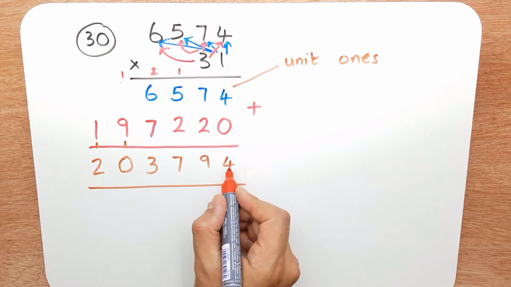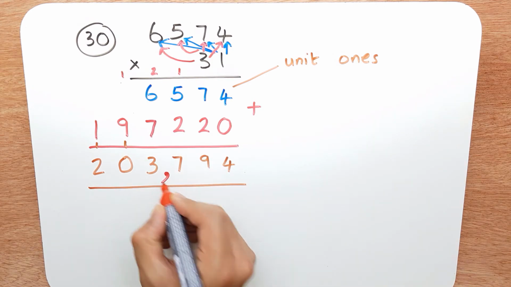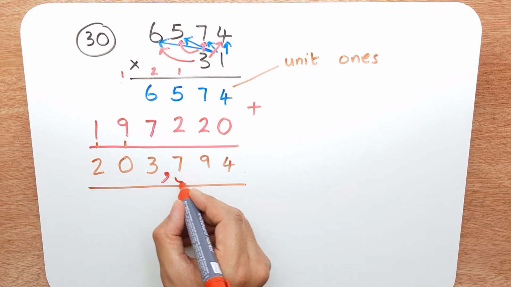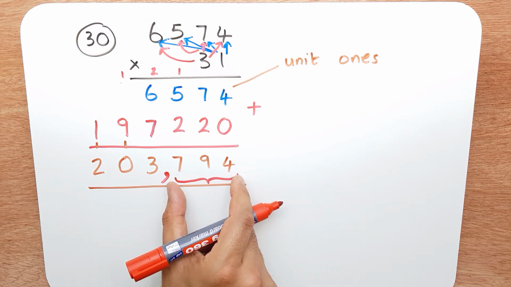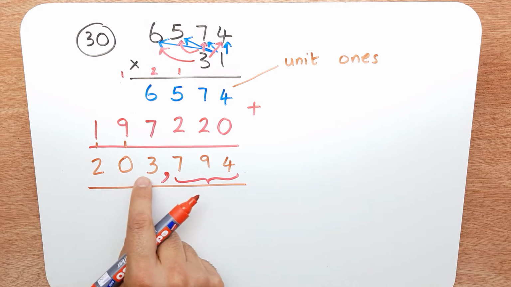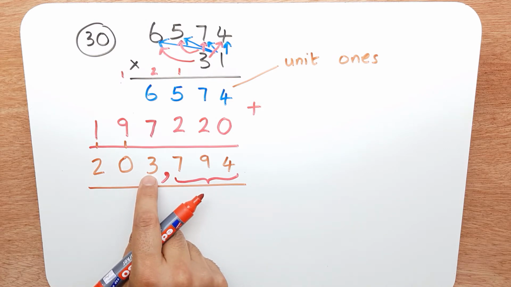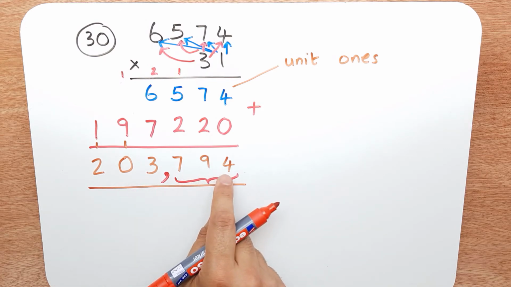And as before, 1, 2, 3, comma. This here we've got to look at as thousands. So it's 203,794.